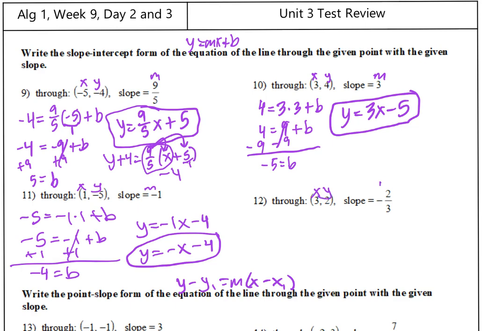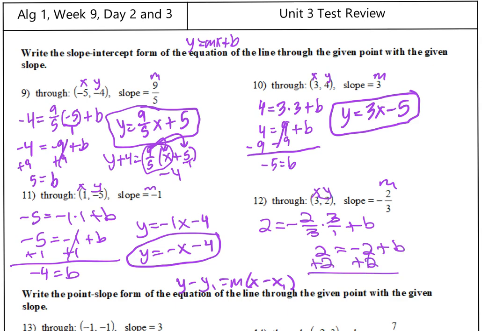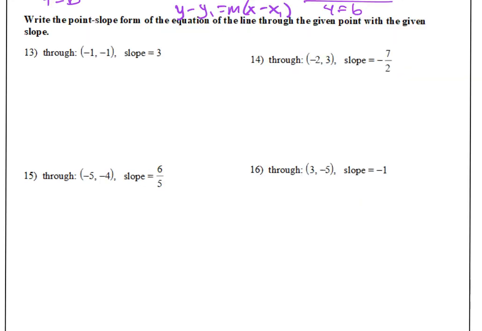So x and y and m, 2 equals -2/3 times 3, which I'll make 3 over 1, plus b, so the 3's cancel, so that we have 2 equals -2 over 1, which is -2, add 2, so b is 4, and then I write y equals -2/3 x plus 4. That's my answer. So like I said, I think point slope can be the trickier one of these two ways of writing things, even though once you're used to it, it is faster and easier.